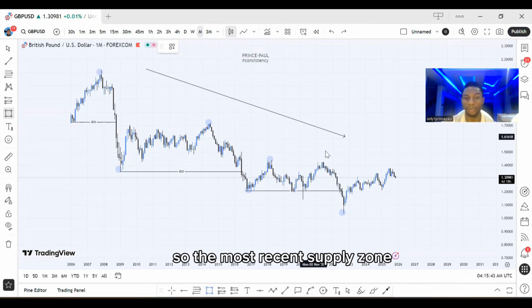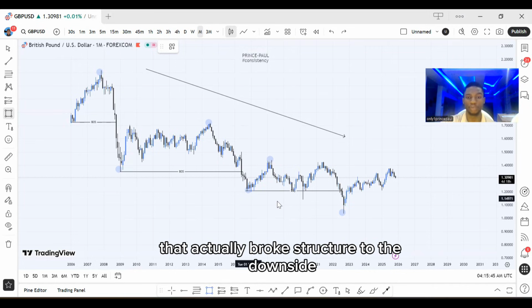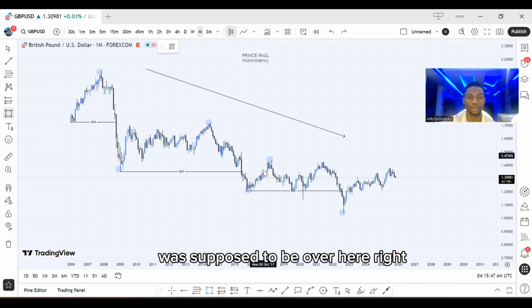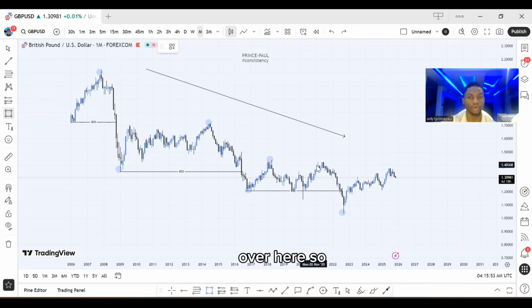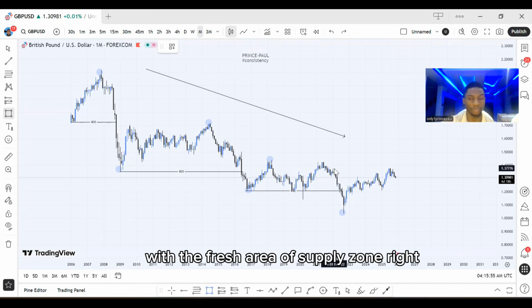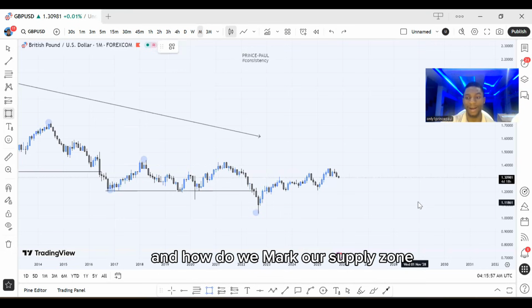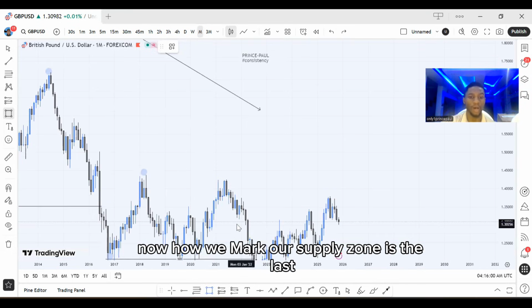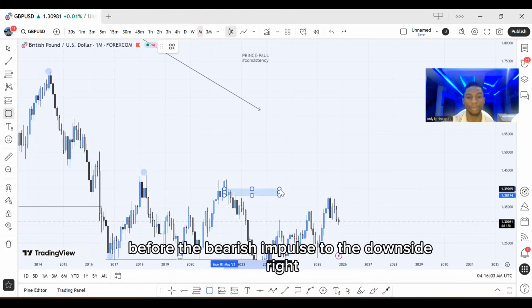So the most recent supply zone that actually broke structure to the downside was supposed to be over here, right? But we can see that price has already mitigated the supply zone over here. So we're going to be working with the fresh area of supply zone, right? And how do we mark our supply zone now? How we mark our supply zone is the last bullish candle before the bearish impulse to the downside, right?